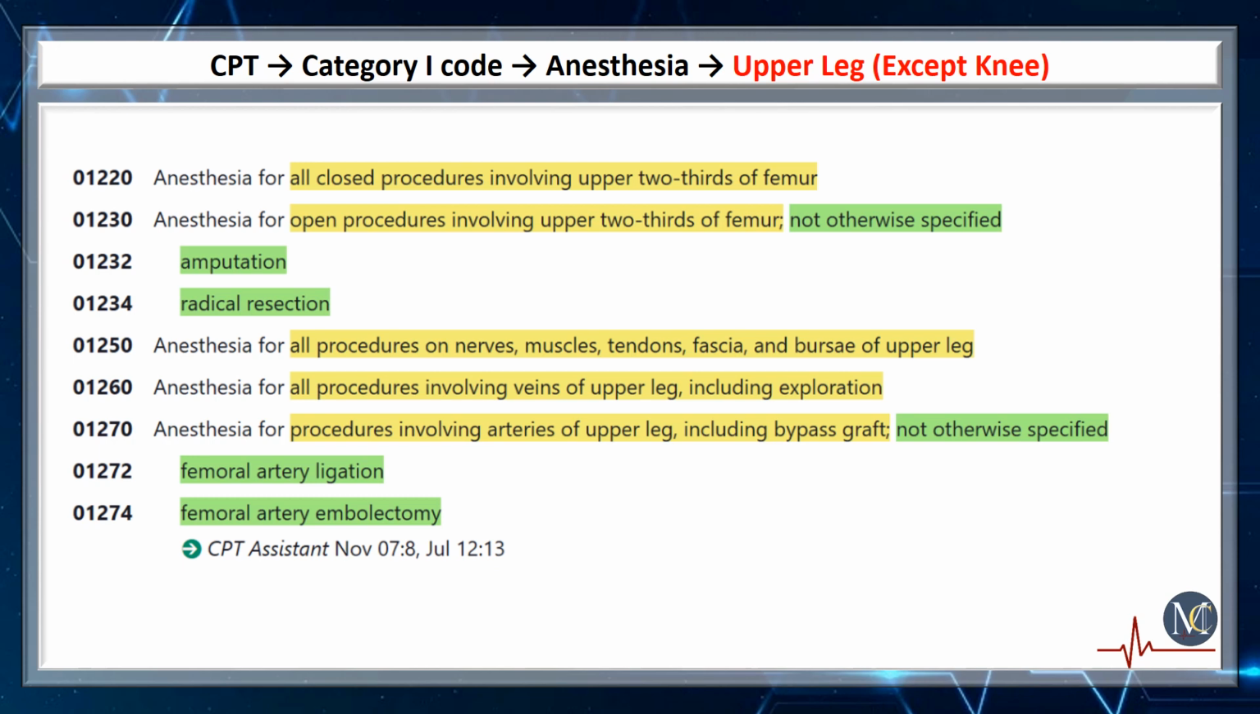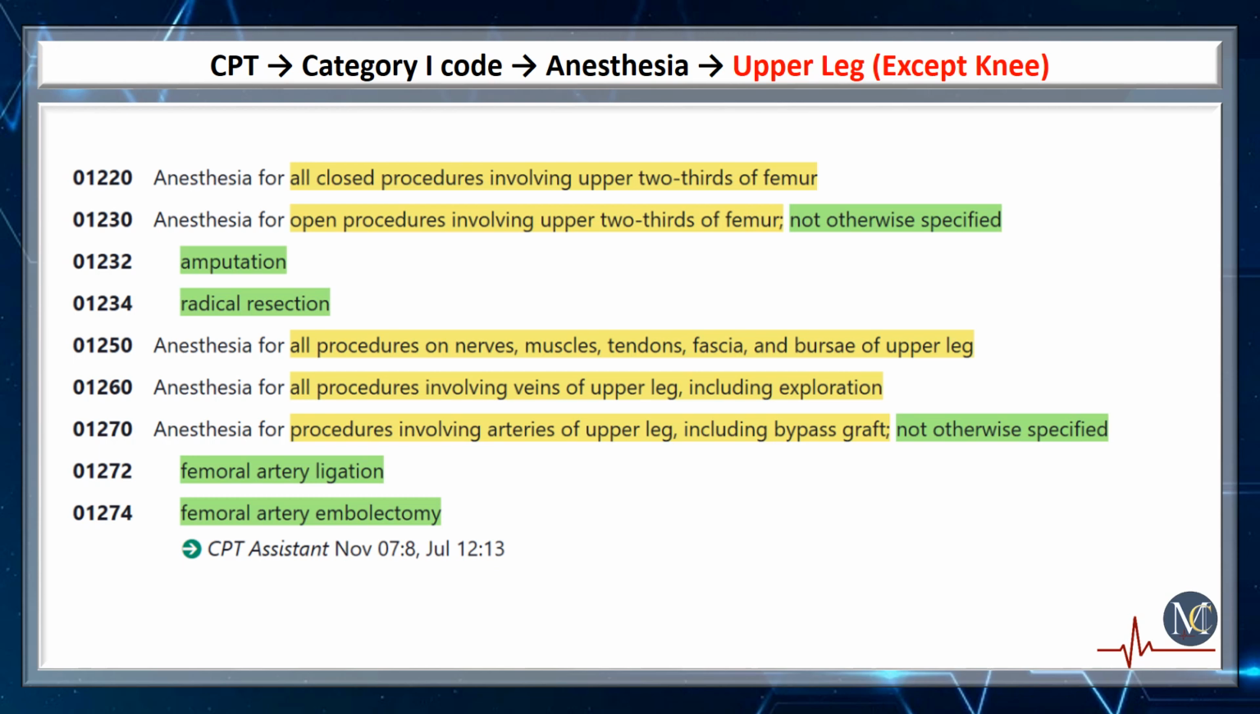Next code is 01234. Radical resection. The provider performs anesthesia service for a patient undergoing a procedure of extensive surgical removal of tissue of upper two-thirds of the femur. Next code is 01250. Anesthesia for all procedures on nerves, muscles, tendons, fascia, and bursae of upper legs.